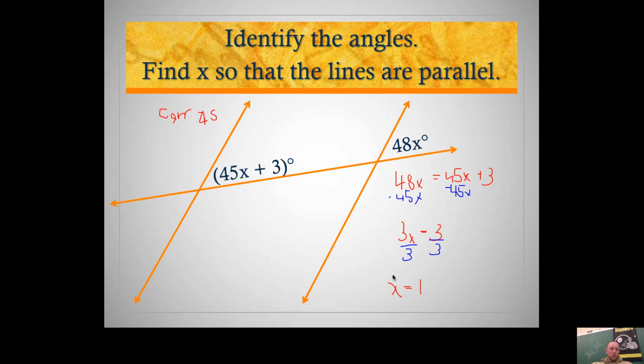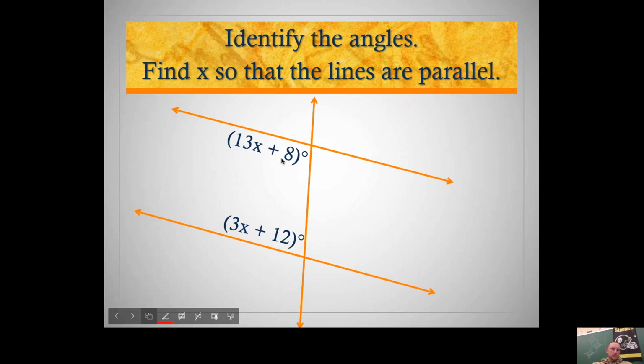If your x value equals 1, then these lines are guaranteed to be parallel. If x is anything different than 1, then they aren't going to be parallel. This next example shows you 2 angles that are consecutive interior. And this one's really important because consecutive interior angles, they're not going to be congruent most of the time. They need to be supplementary. So that's a completely different equation.